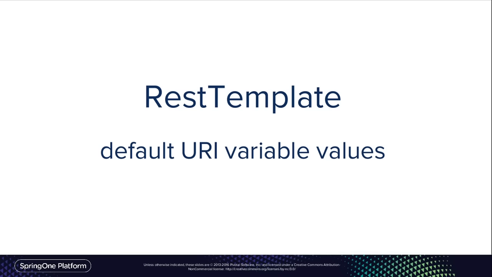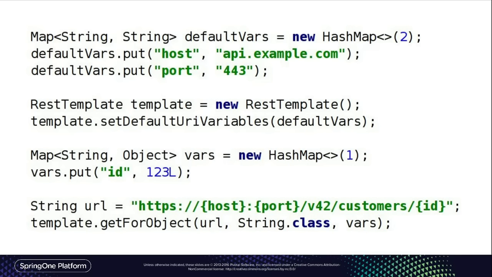In the REST template, we now support default URI variable values. So you may have a situation like this. You can see here we create an instance of the REST template, and then we give it a set of default variables to use when we're preparing the URI template. So in this case, maybe the host and the port is the same in most cases, and you don't really want to repeat that with every call to the REST template. So instead, we're going to provide those as default variables. And then when we actually make the requests, all we need to do is provide whatever is not there.